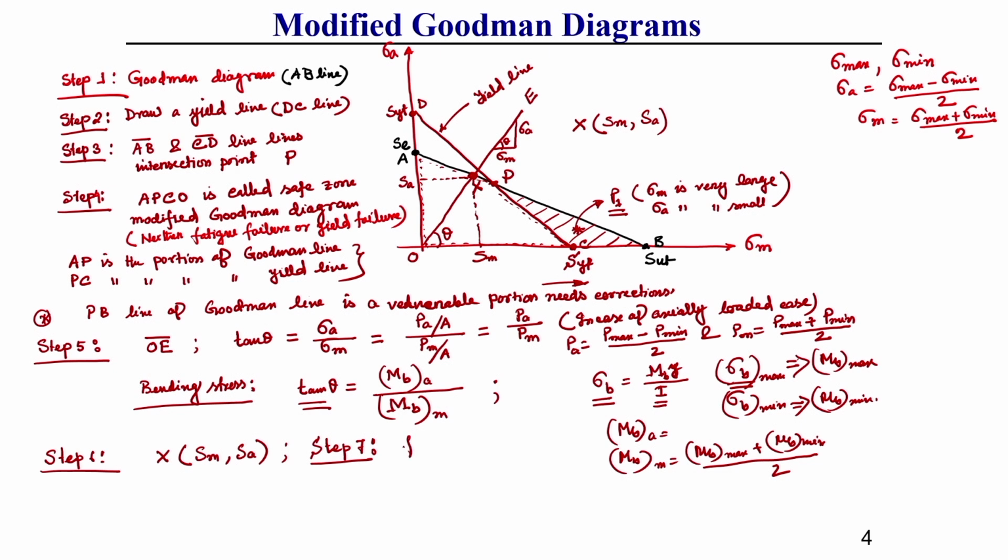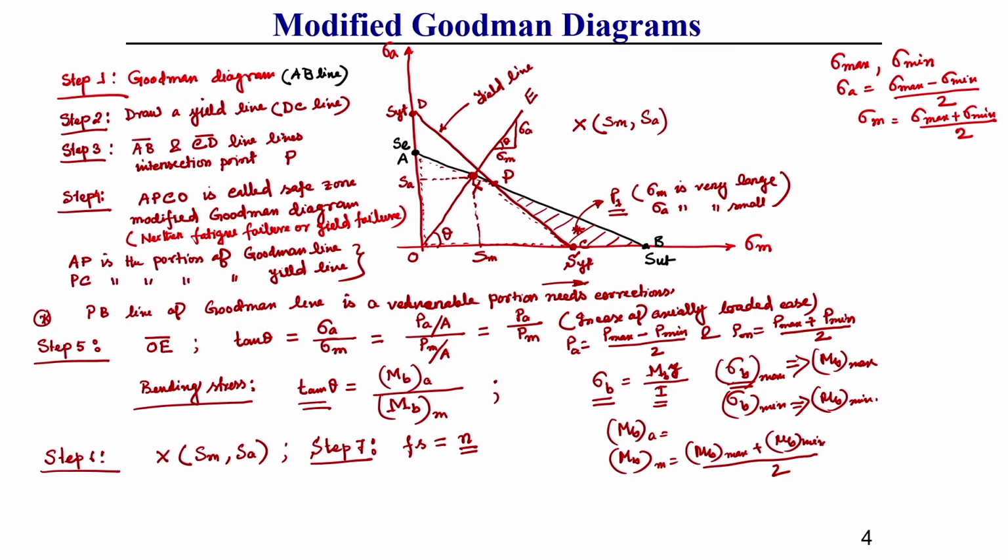Let us consider factor of safety, which I am representing as Fs, equal to n. By this factor of safety, generally in step 7, we need to find out the allowable amplitude and allowable mean stress value of that component. Based on this allowable mean stress and allowable amplitude stress, we need to find out the dimension of the structural component. This way generally we need to design the component.